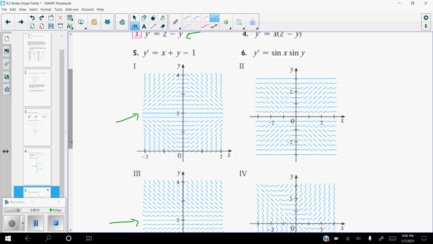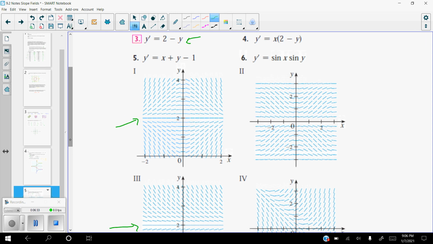Any value of y which is greater than 2 is going to create a negative slope. Because if I plug in 3 or 4 or 5 or anything like that, you're going to get 2 minus those values. It's all going to be negative. Any value less than 2 for y, you're going to have a positive slope. So basically, I'm going to look at the upper half and lower half of these graphs and see which one matches.